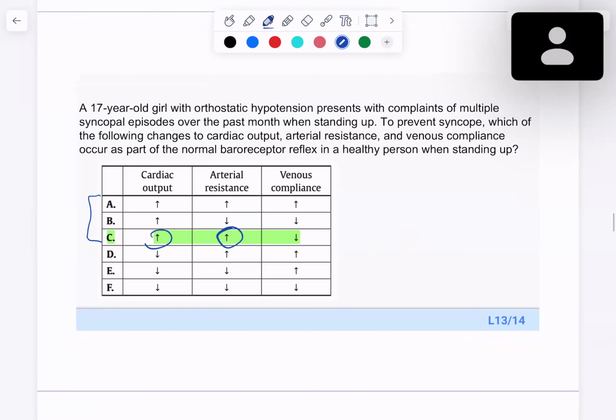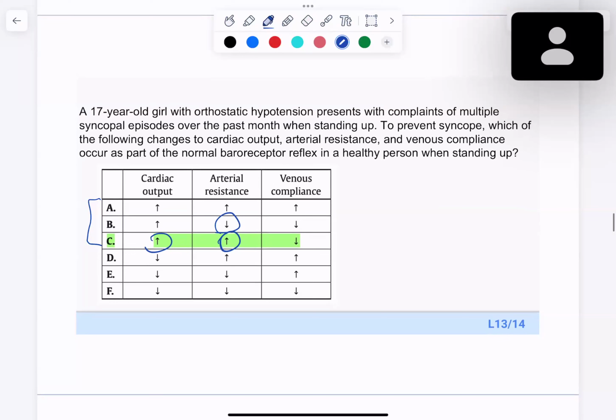Now you said B. So B basically is the same. So you have to decrease venous compliance. When you decrease venous compliance, you're also increasing the return of the blood to the heart. Now, why should arterial resistance increase instead of decrease? Because you have baroreceptors, right? And you need to increase the sympathetic flow. When you have increased sympathetic stimulation, these will constrict. Exactly. So you have vasoconstriction, and so the arterial resistance should increase.